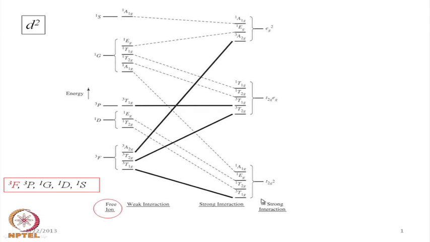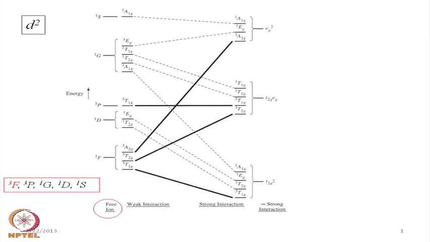So if we try to get the correlation with the strong field case, the infinitely strong interaction case, where we have the t2g2 electronic configuration, in this particular case we can find out initially how many states are possible out of the t2g levels.